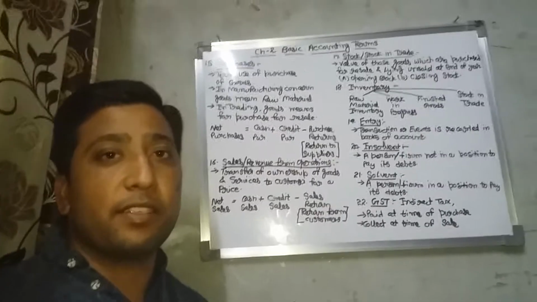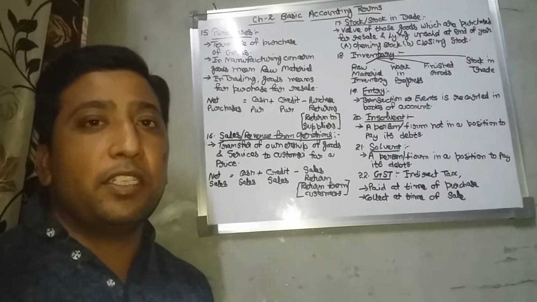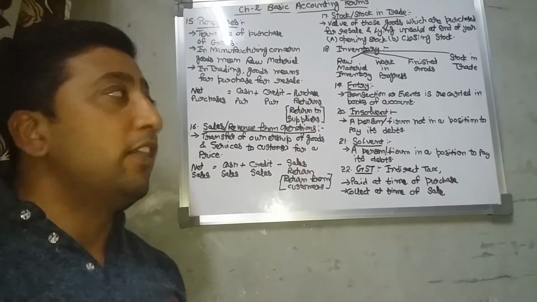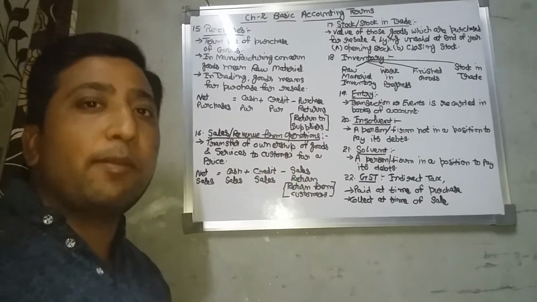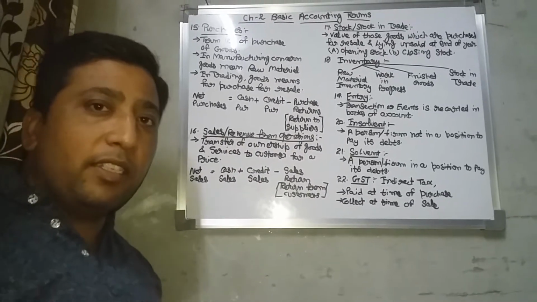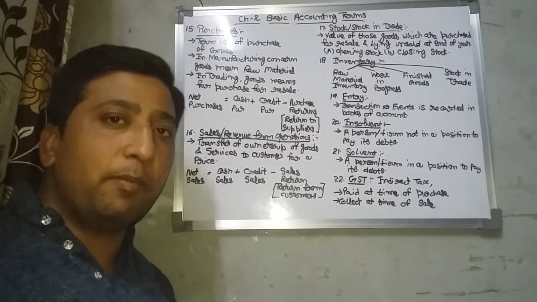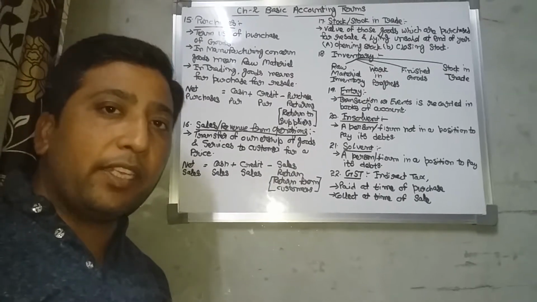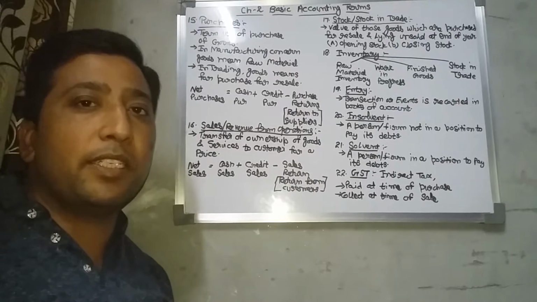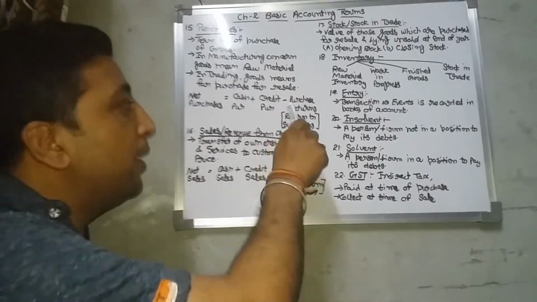And in a trading concern, purchases means purchase of goods for resale purpose, because in trading, purchase and sale would be there. So purchases include two types of purchases. One is cash purchase, one is credit purchase. And if there is any defect you have to return it to the supplier. So total purchases is equal to cash purchases plus credit purchases minus purchase return.